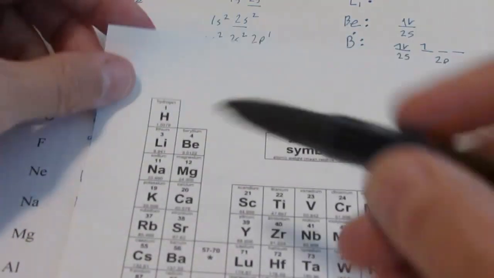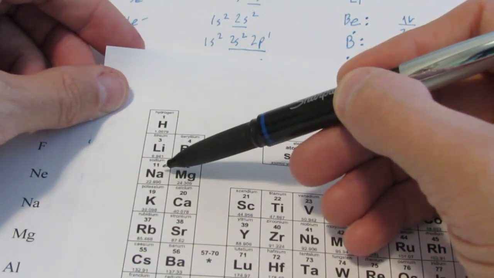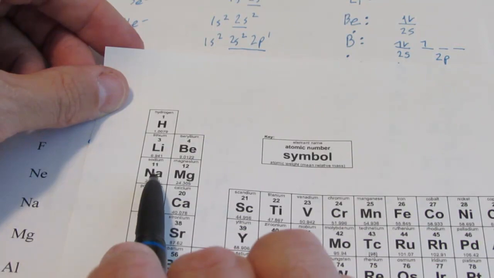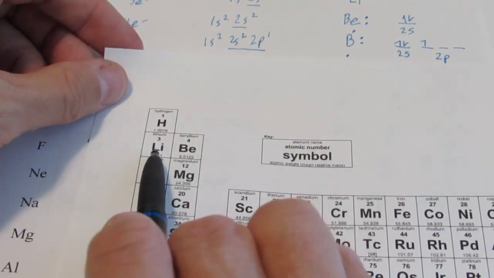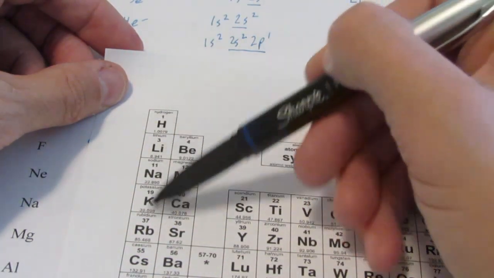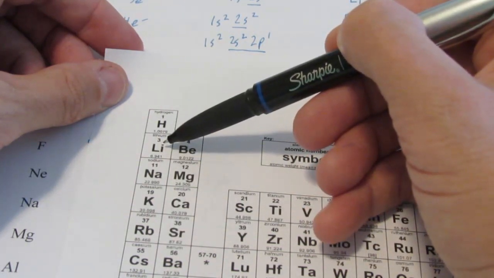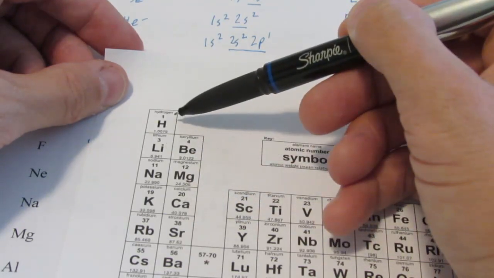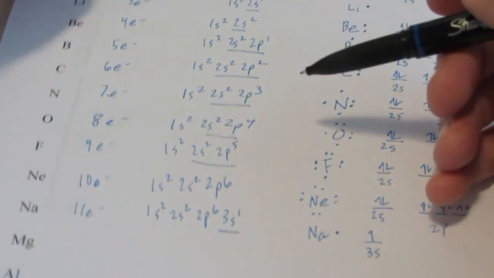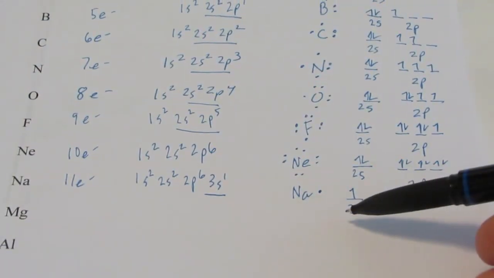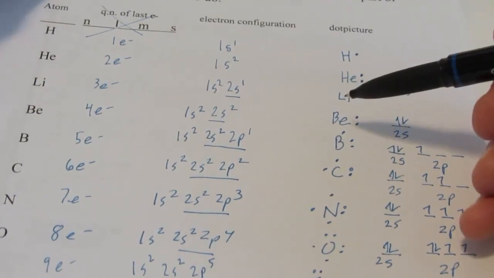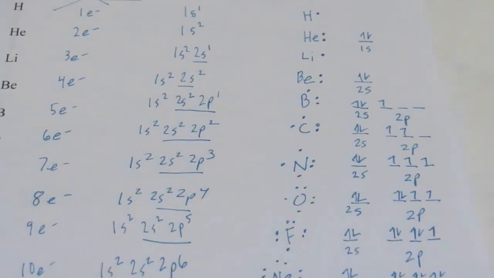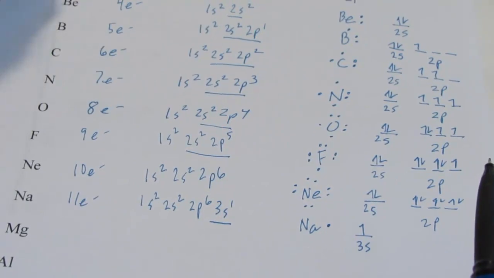Notice that sodium begins the third row on my periodic table, and it's the first element in that third row, so 3s1. Remember lithium? Lithium was in the first row, and it was the second element in that first row. 2s1 is what it ended with. And hydrogen, of course, ended with 1s1. Let's take a look. Sodium, and we have lithium, and we have hydrogen. Notice they all have one dot in their dot picture.